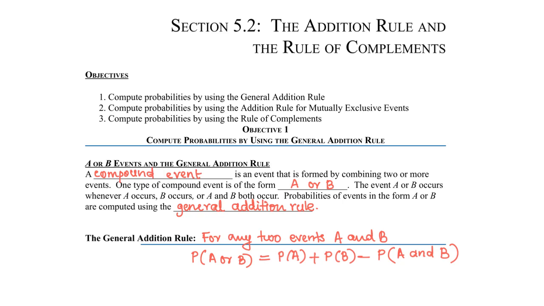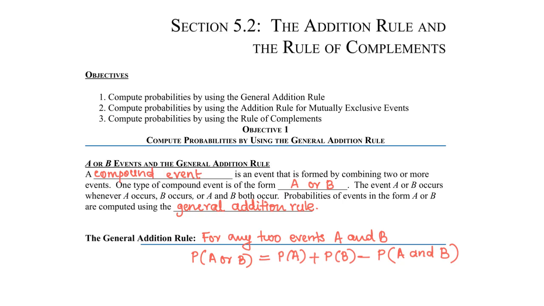An event that is formed by combining two or more events is known as a compound event. One type of compound event is the probability of A or B. Event A or B occurs whenever A occurs or B occurs or both A and B occur. So the probability of A or B is actually the probability of A plus the probability of B minus the probability of A and B. We can analyze the formula using an example.